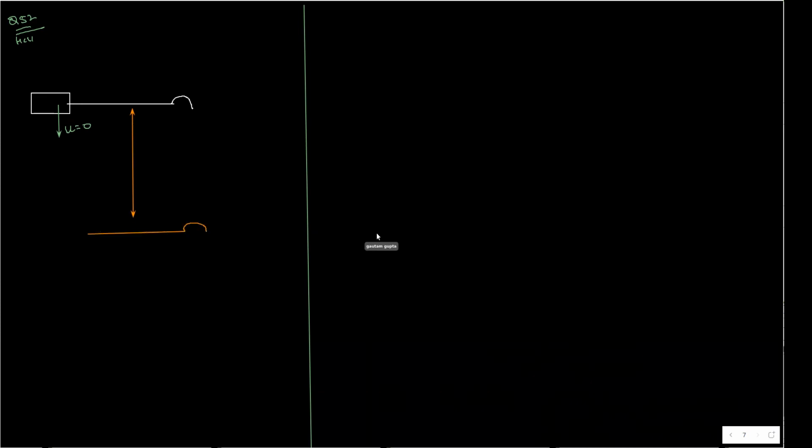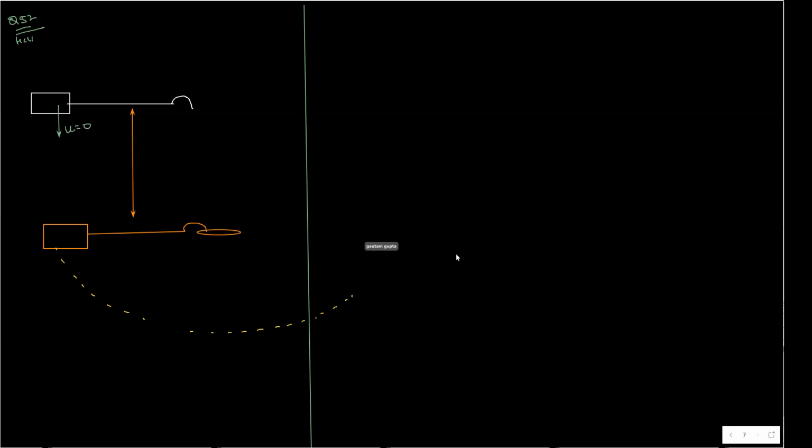So the block gets stuck in this hook. After that it will start moving in a circle about the hook, right? So it will follow this motion in a vertical circle.